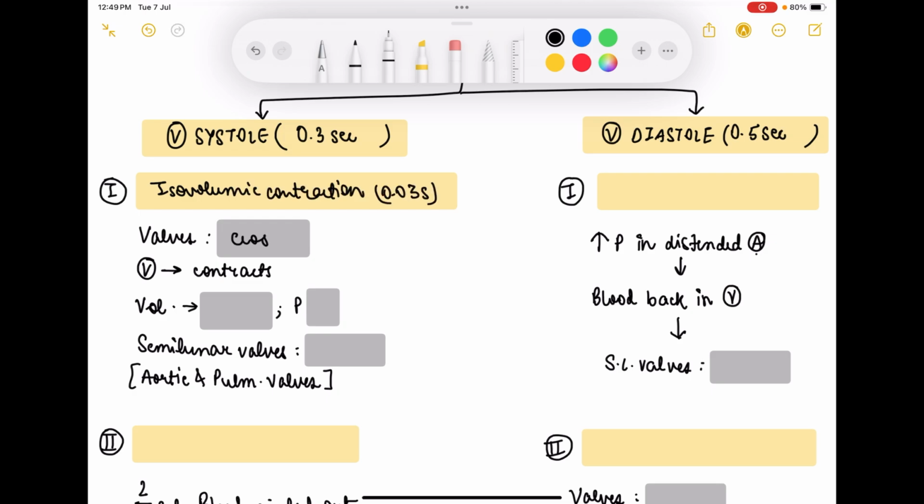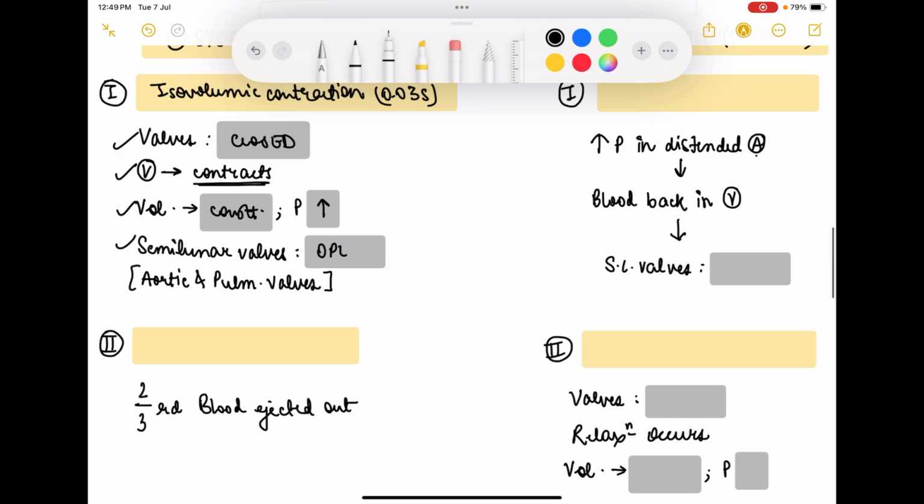Valves are closed, and as the name suggests, isovolumic. Iso means same and volumic is volume. So volume is constant. So we can write here volume is constant. And this is contraction, isovolumic contraction. So ventricles are contracting because we are talking about ventricular systole, not atrial or something else. So ventricles contract. And since volume is constant, therefore pressure increases. And this elevated pressure leads to opening of semilunar valves. These semilunar valves indicate the aortic and pulmonary valves.